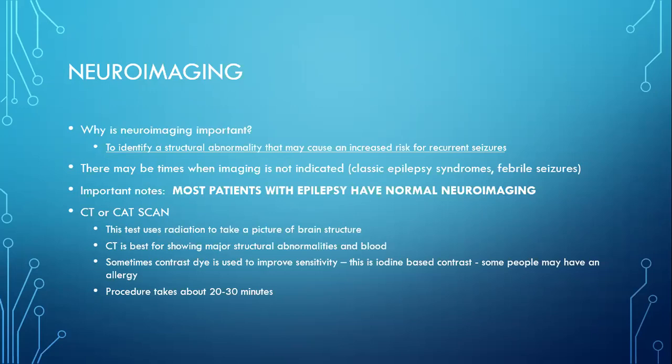There are times when neuroimaging is not necessary. A couple of them are some very specific childhood epilepsy syndromes where the history, what the seizures are like, what the parents tell me, and what the EEG looks like are so classic for that particular epilepsy syndrome that I don't feel the need to do a neuroimaging test. So those are some circumstances where I might not do that.